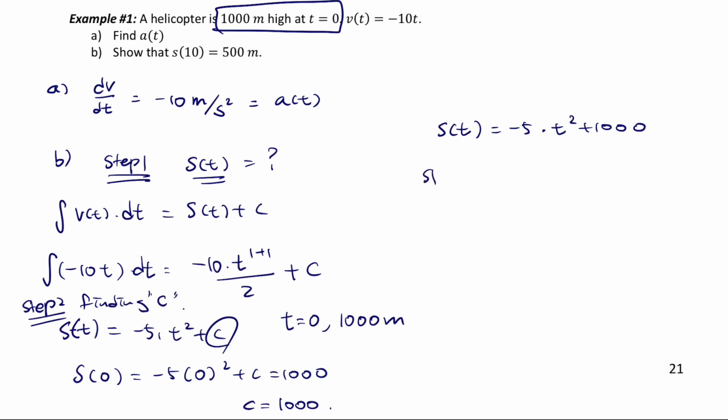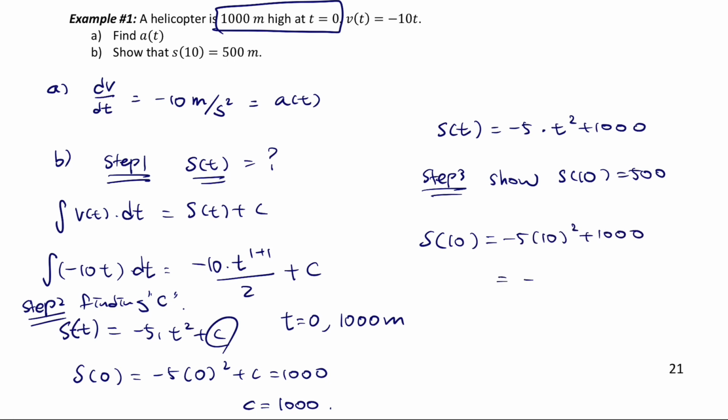Then step 3, we need to show that s of 10 is equal to 500. To do that, we simply substitute 10 for t. So we get minus 500 plus 1,000, which is equal to 500. So we have shown that s of 10 is equal to 500.